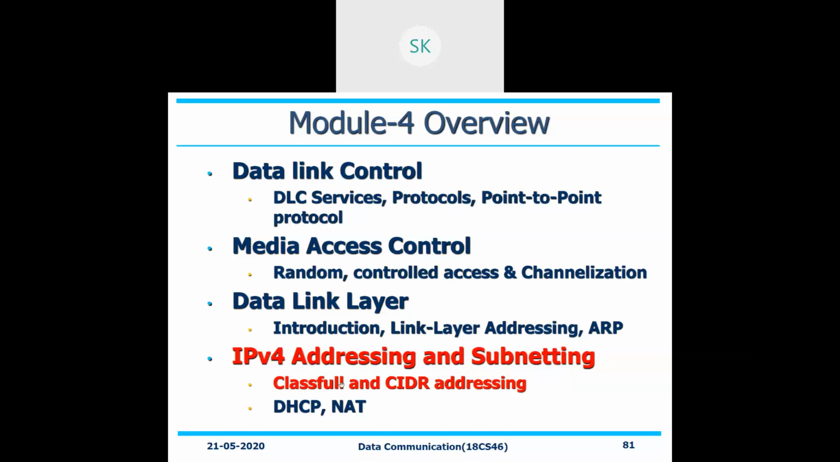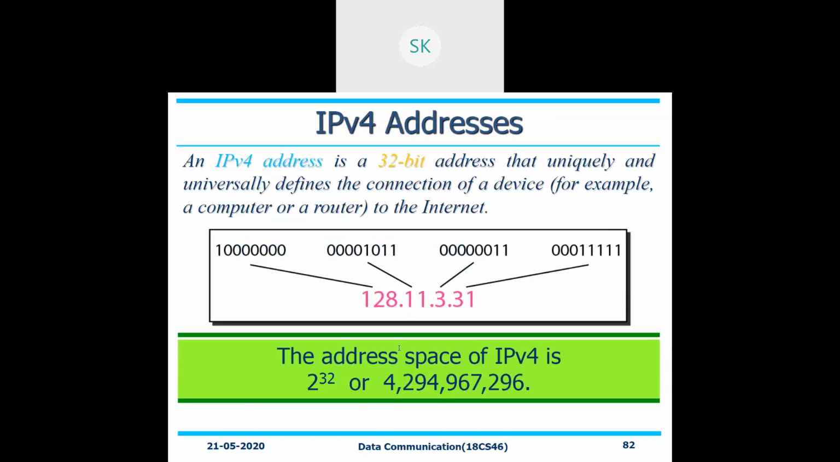Under this, we'll be seeing two types of addressing. One is classful, another one is CIDR addressing. We'll check one by one. IPv4 addresses, as I told you, are 32-bit length. They uniquely and universally define the connection of a device, for example a computer or a router, to the internet.